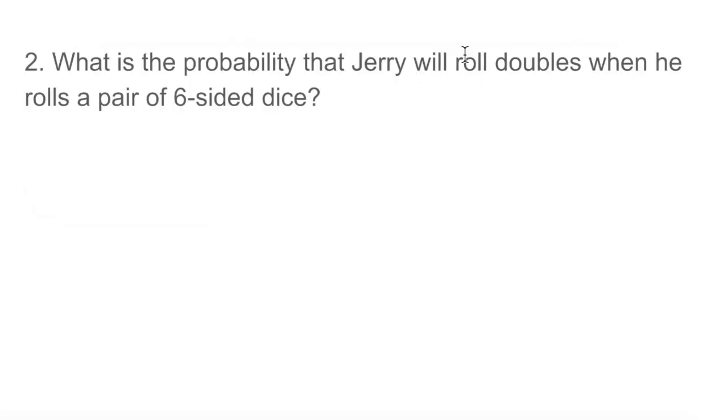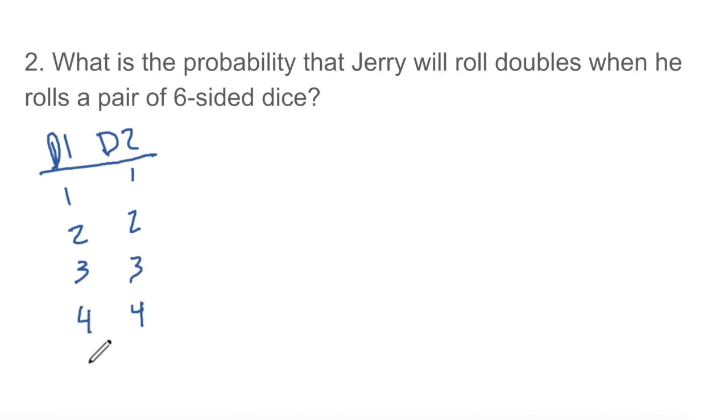Number 2, what is the probability that Jerry will roll a doubles when he rolls a pair of six-sided dice? Let's see, we have dice number 1 and dice number 2. And what does a doubles look like? So 1,1; 2,2; 3,3; 4,4; 5,5; and 6,6. So those are the winning outcomes, right? There are 6 possible winning outcomes.